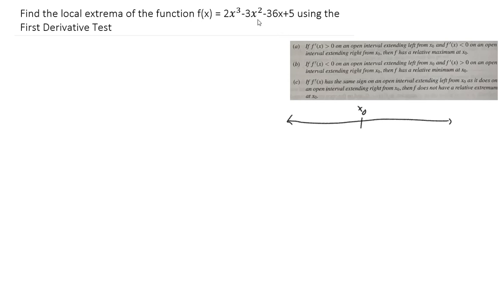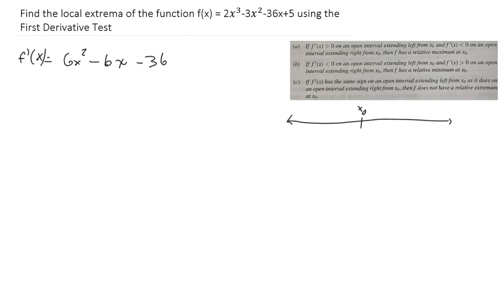Okay, so obviously if we're going to use the first derivative test, we need to take the first derivative. And derivative of this is 6x squared minus 6x minus 36.